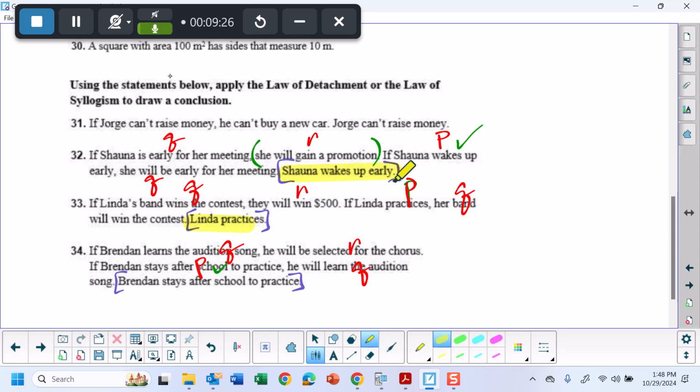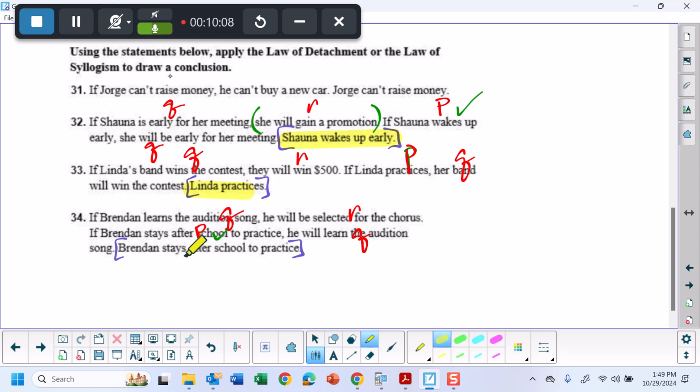Shauna wakes up early. All right, if Shauna wakes up early, she'll be ready for her meeting. If she's early for her meeting, she'll gain a promotion. So guess what? Shauna's getting her promotion. Because P is true, Q is true. Because Q is true, R is true. Rock on for Shauna. And what's weird about each of these is our P is a part of our second conversation. If Linda practices, her band's going to win the contest. If her band wins the contest, they're going to win that $500. So as soon as you know that Linda's practicing, you know they're getting $500.